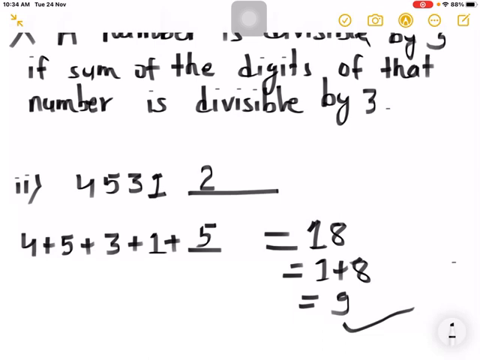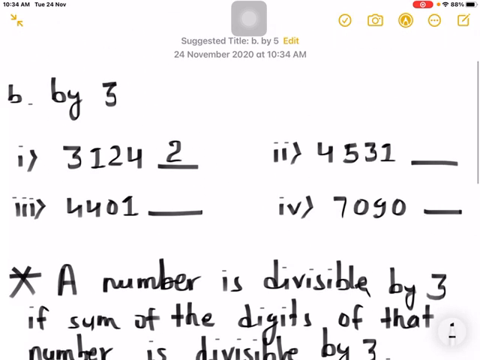So which number you want to keep here? Either 2 or 5. That is your desire, okay? If you write 5 also, it is correct. If you write 2 also, it is correct, okay? Similarly, you try to do the other 2 numbers yourself, okay? You try to find out the correct digit there. So let us go to C number.